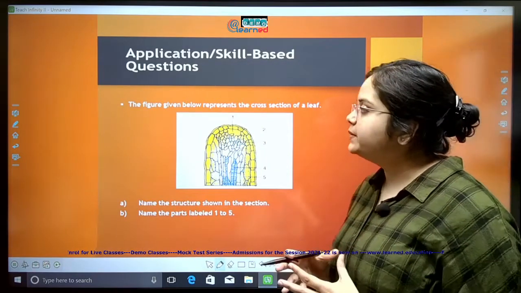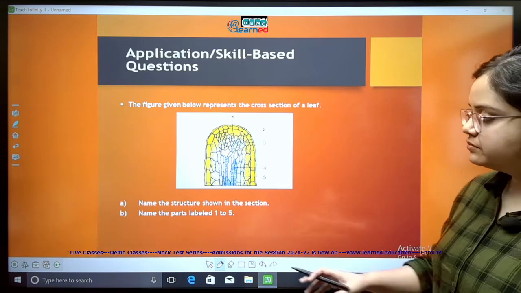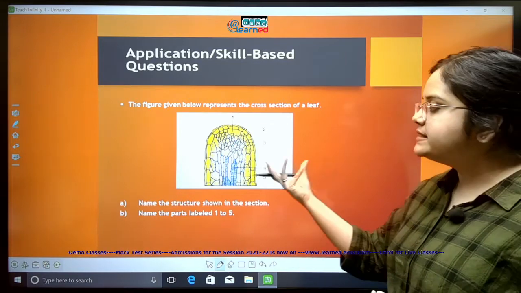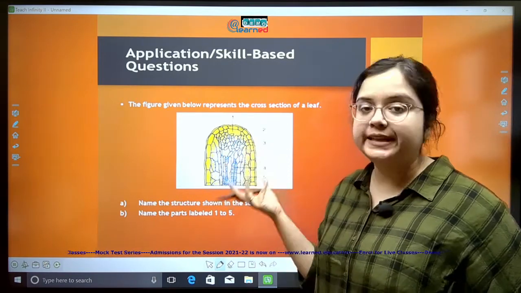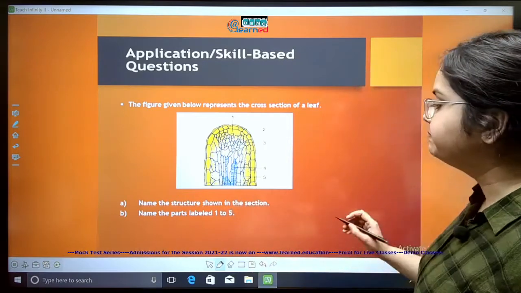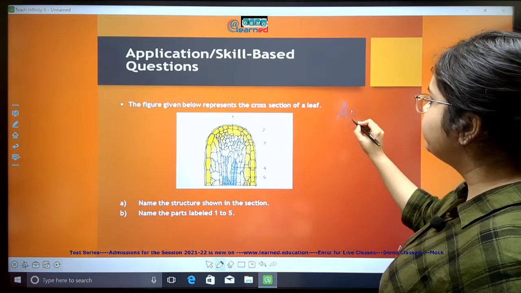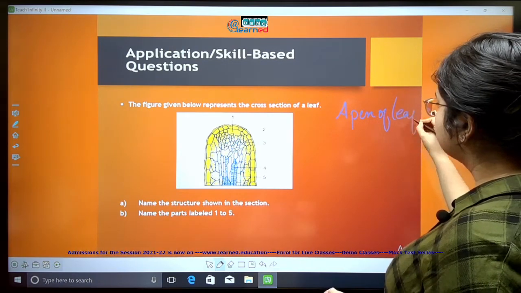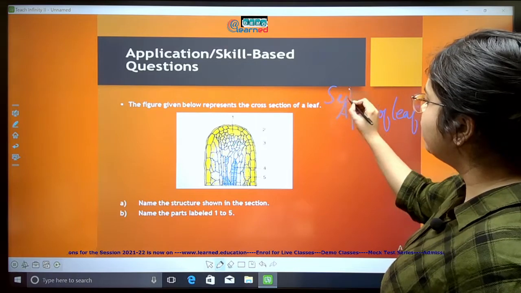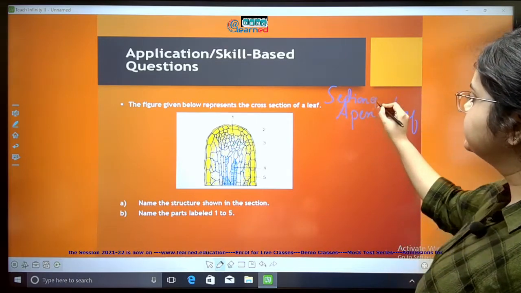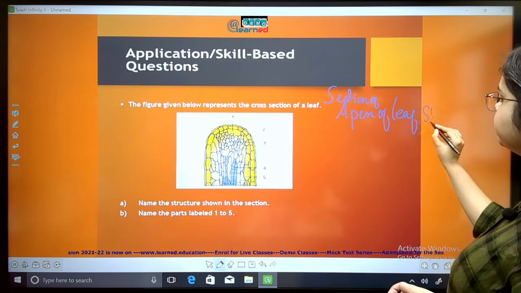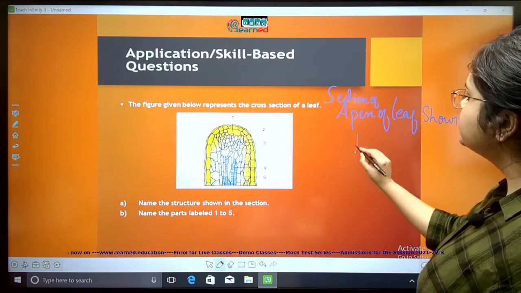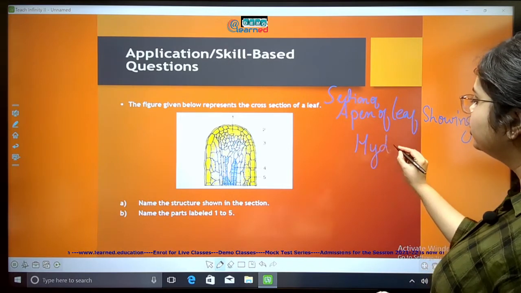This is the one diagrammatic question we have over here. You have to name the structure shown in the section. So, this is basically a section of the apex of the leaf showing hydathode. Okay. So, the structure is a section of the apex of the leaf showing hydathode.